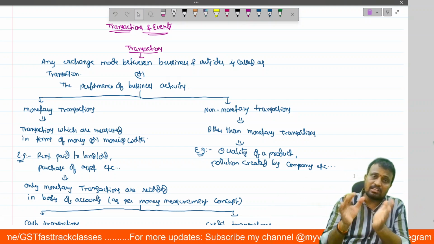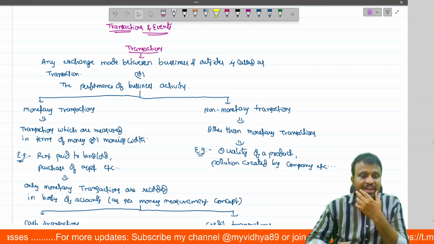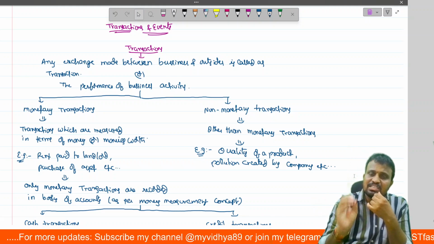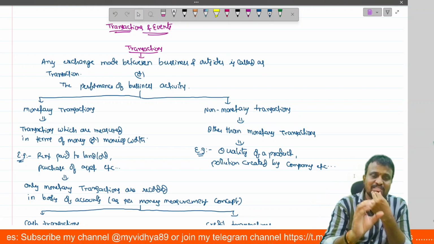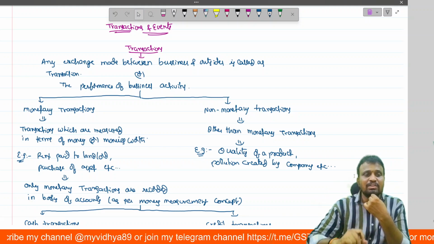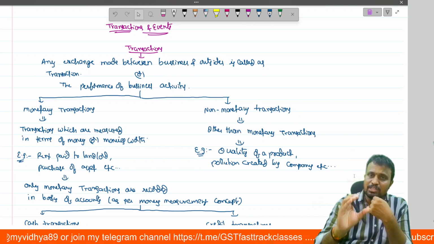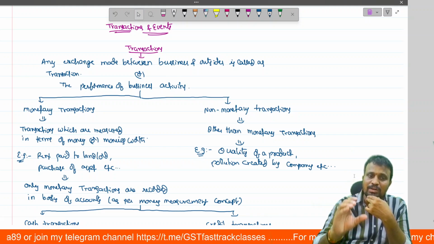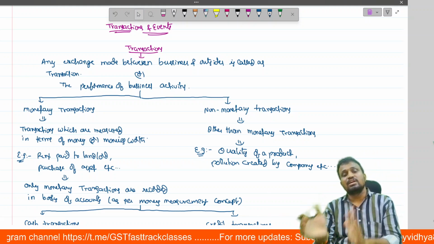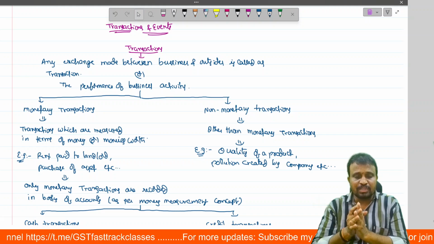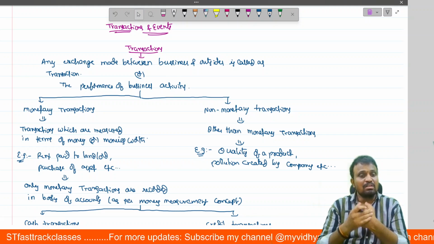Or it is also defined as the performance of a business activity. Generally, transactions are classified into two types: one is monetary transaction, another is non-monetary transaction. The transactions which are measured in terms of money or money's worth are treated as monetary transactions. The remaining, which are not able to be measured in terms of cash or money, are treated as non-monetary.